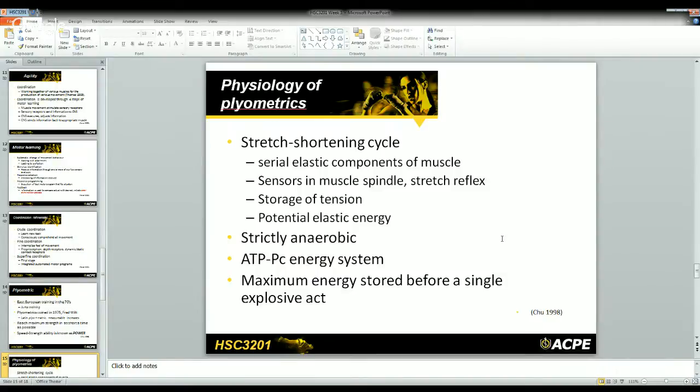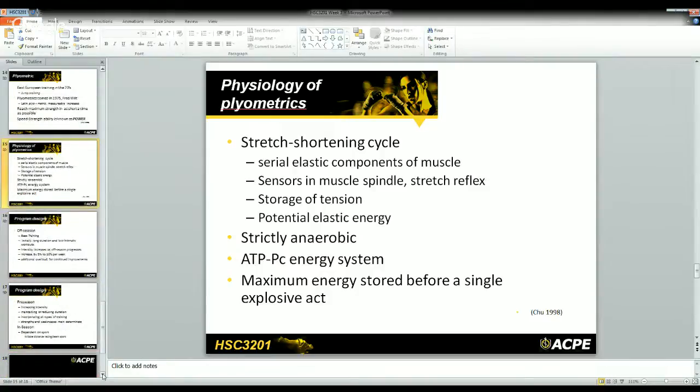It's a storage of tension that we're trying to adapt and improvise, using that potential and elastic energy. It is strictly anaerobic. There is no aerobic endurance in it. It's all ATP-PC. As you know, if you've ever tried doing a couple of box jumps or a couple of bounds or single leg hops, you're not going to do a lot before you're sucking in the big ones. And so you require maximum energy before a single explosive act. So you need to have that recovery, no different than doing your 1 RM. You can do it, but then you need to regenerate your ATP.